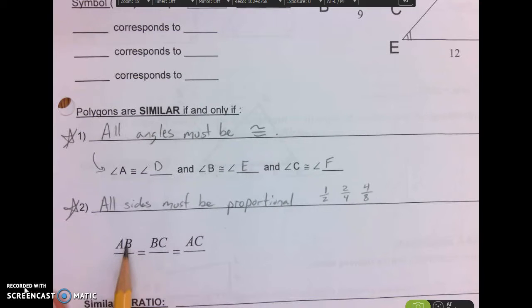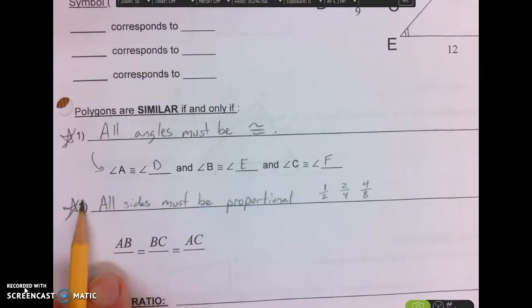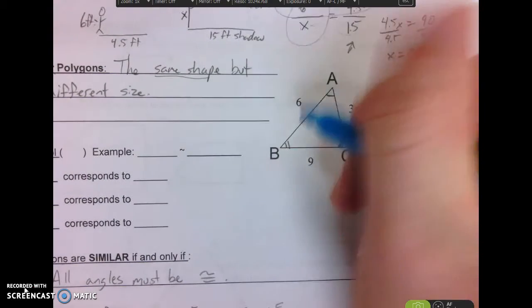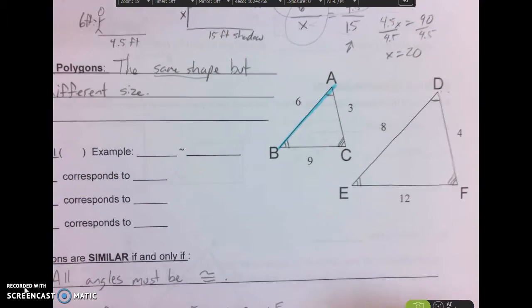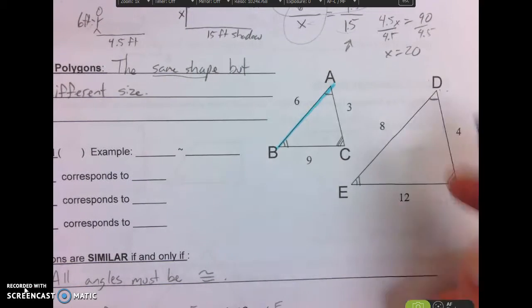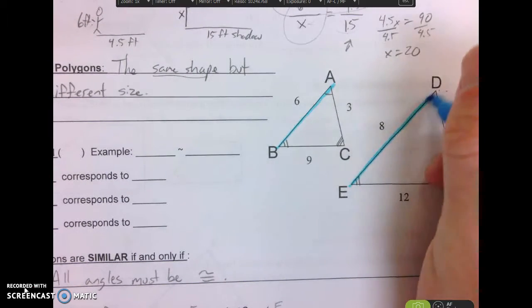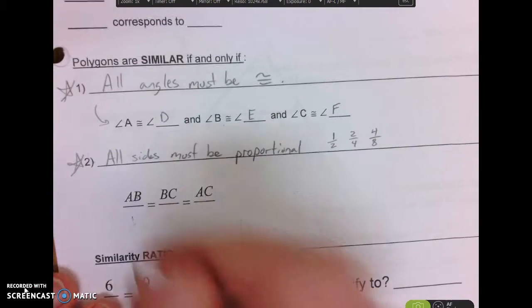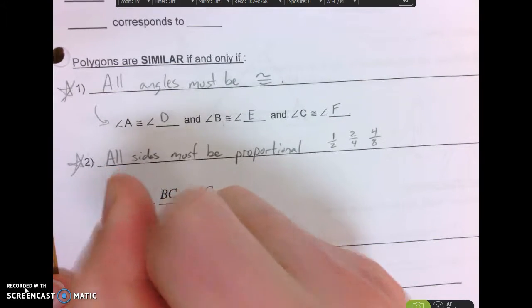So let's look above. It says AB goes with what side? So we're going to compare sides here. So first we got to know what sides to compare. So side AB, if I come up here, I'll highlight in blue. Side AB, it's got 2 letters, goes with what side on the other triangle? That would be side ED. So side AB goes with side ED. So if I come down here, I'm going to put side ED.